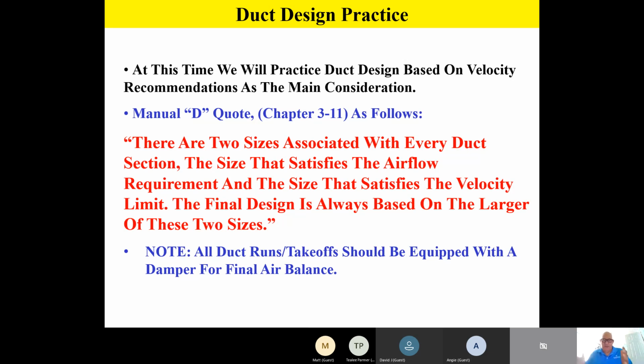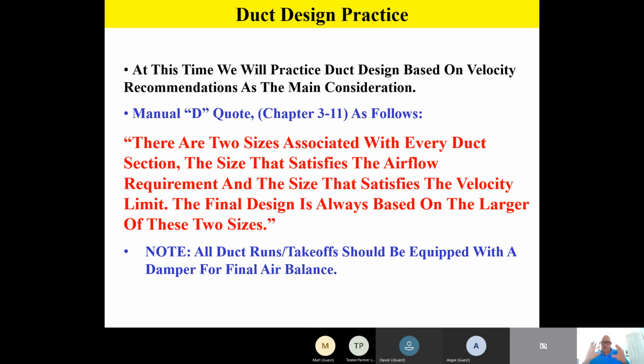It's the standard. ACCA Manual D is the standard for airflow and duct design in the residential world. And this is a direct quote from Manual D: there are 2 sizes associated with every duct section: the size that satisfies the airflow requirement and the size that satisfies the velocity limit. And the final design is always based on the larger of these 2 sizes.